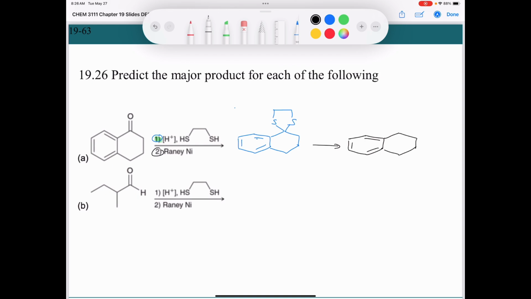There we go. The next one, same reagents, okay? In the first step, we're going to treat it with a catalytic amount of acid and our 1,2-ethane dithiol. So we're going to take that aldehyde now, and we're going to replace it with our thioacetal. There's nothing wrong with the structure that I've drawn here, but if you want to include that proton, you can, okay? But now, when I reduce that with my Raney nickel, what am I going to end up with? I mean, you could draw it like this, hydrogen, hydrogen, hydrogen, but you can see that this is the same thing as 2-methylbutane.